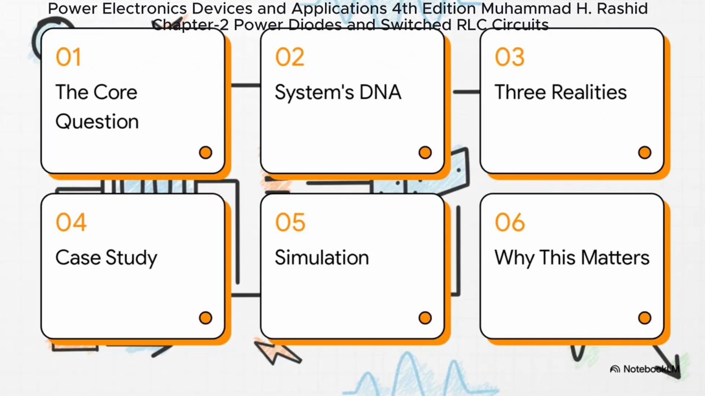So here's our game plan. We'll start by decoding this system's DNA, the math that describes it. Then we'll uncover the three possible realities of its behavior. From there, we'll get our hands dirty with a practical case study, check our work with a simulation, and finally, we'll talk about why any of this really matters.